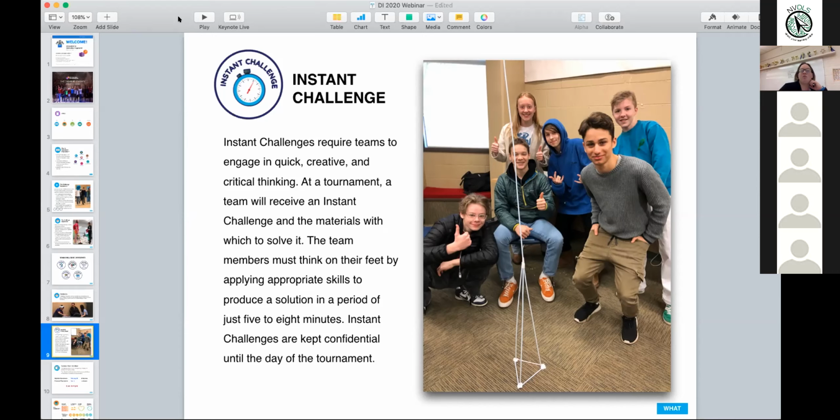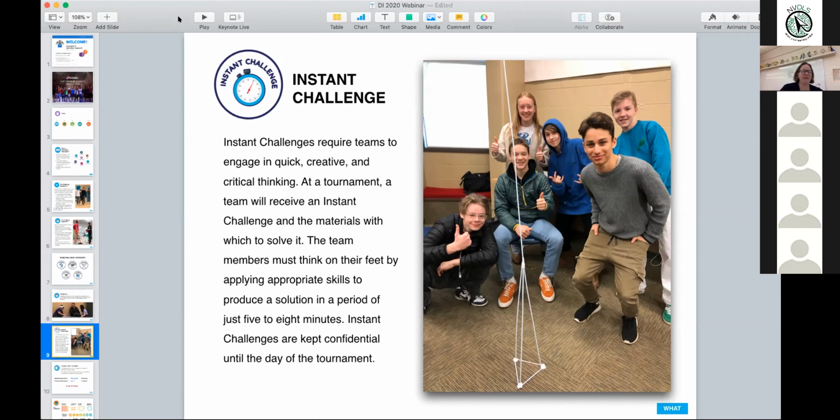The instant challenge, the teams go in alone. They don't even have me in the room as the team manager. If I didn't have multiple teams, I could go in with them, but because there are multiple teams, they go in alone. And it is a challenge where they have to do quick, creative, critical thinking. So it's basically like everything they just did in months in 5 to 8 minutes. They have to show that as a team, they can operate under that level of time constraint, use the materials and the problem put before them, think on their feet to apply the skills and produce a solution.